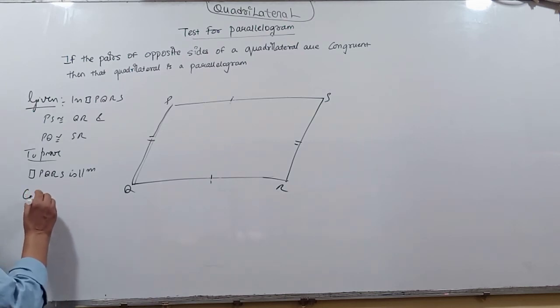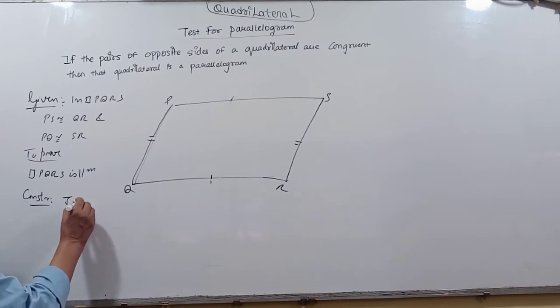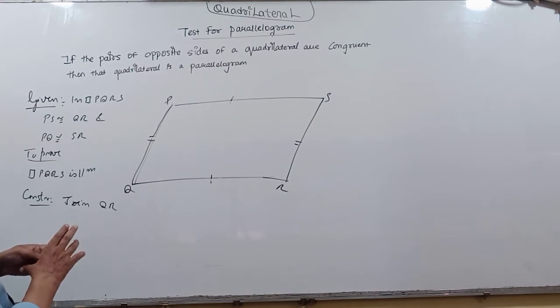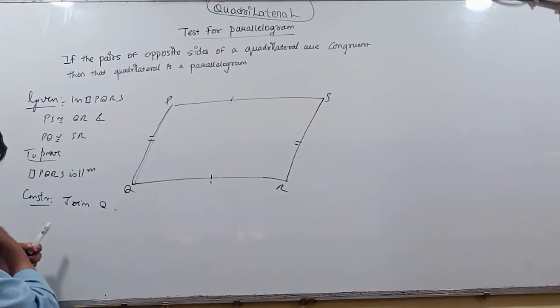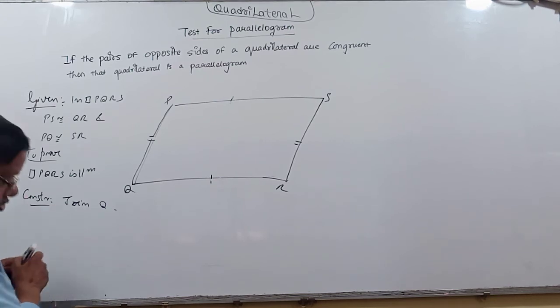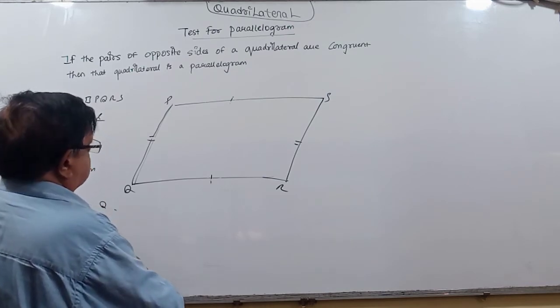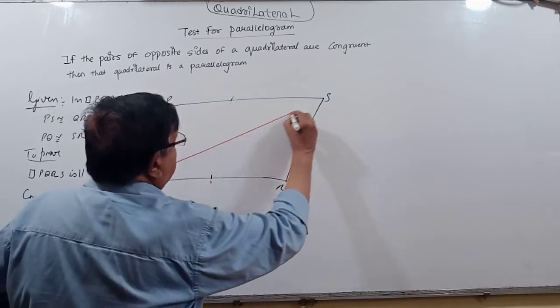Construction: join QS. Not QR, QS. Join QS. We have to join QS.